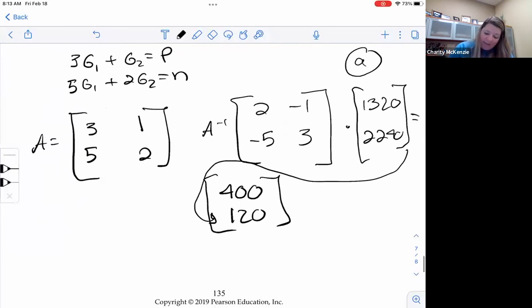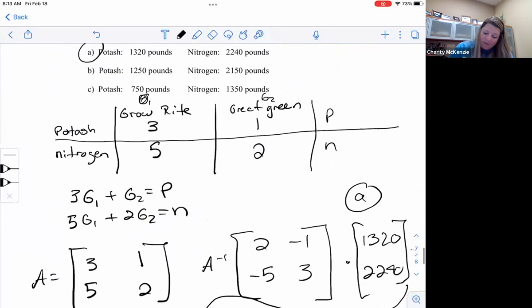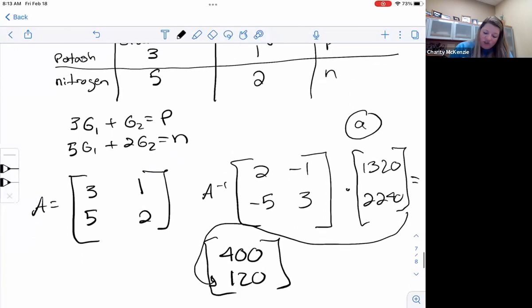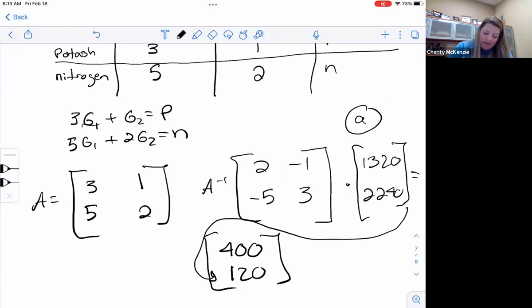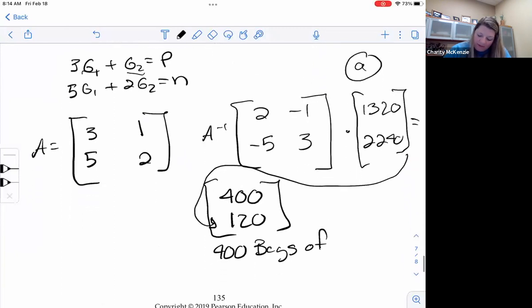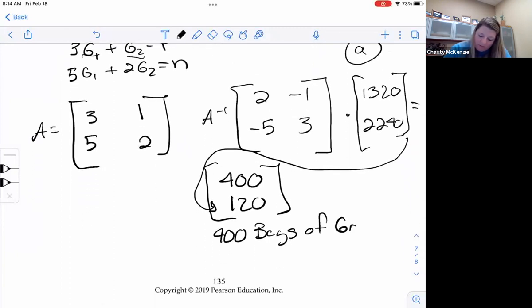And that is equivalent to, what did we have on the top, right? What was our top one? Was G1, right? And G2. G1, then G2. So 400 bags of G1, which was Grow Right. And then we have 120 bags of Great Green.